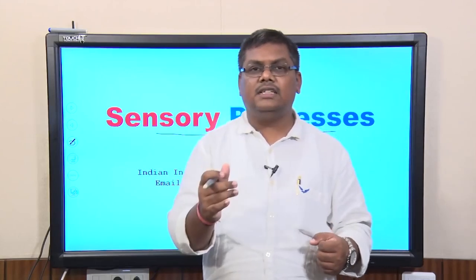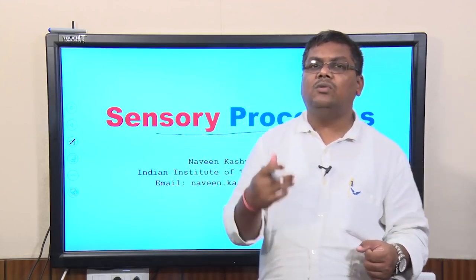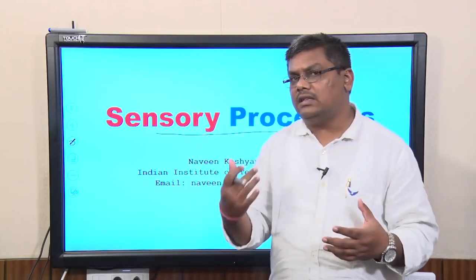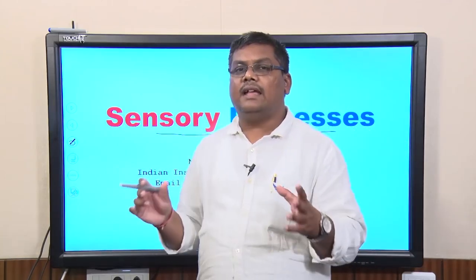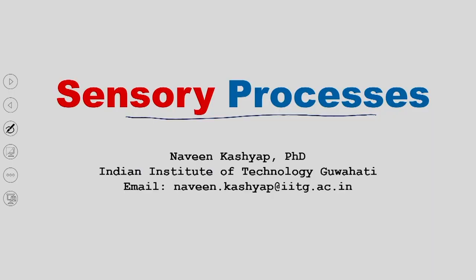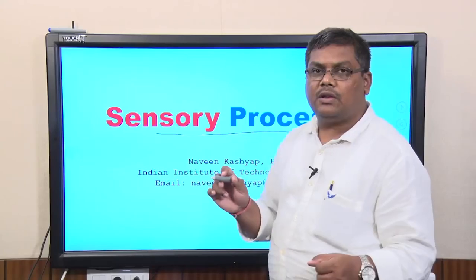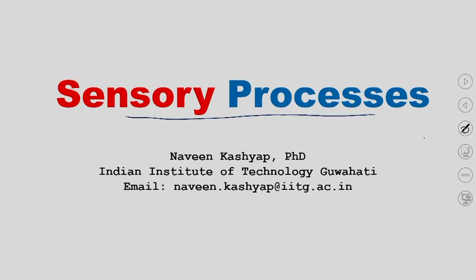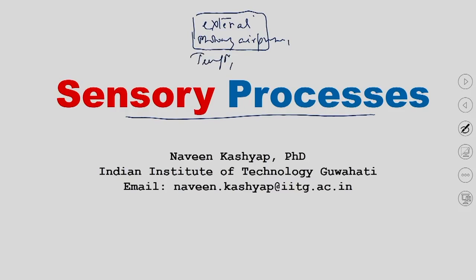So let's start our journey and understand what sensory processes are and how the act of sensory processes, or the sensory systems, actually work. In a very simple way, sensory processes are the processes. Looking at it this way, this is my external environment, and this external environment has things like photons, air pressure, temperature, and so on and so forth. These are the physical qualities, things which physics measures.